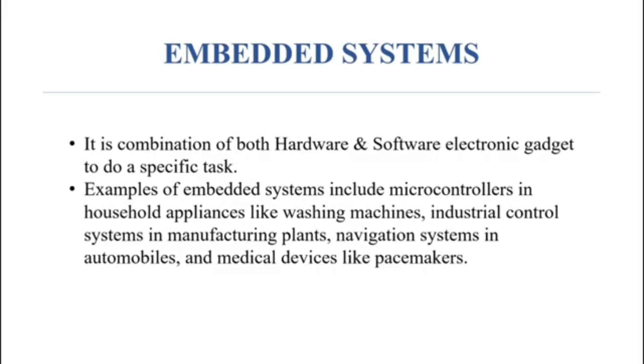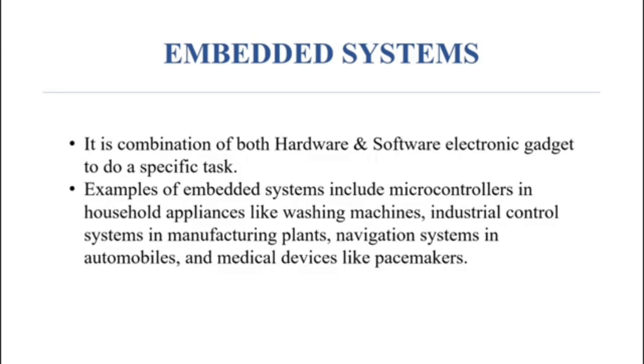First, what is an embedded system? We need to know what an embedded system is for doing this project. It is a combination of both hardware and software electronic gadgets to do a specific task, which means the hardware is a washing machine and the software is an application, and by combining these we perform the task. In software, we can give the code or instructions to the hardware components to perform the specific task without involvement of humans.